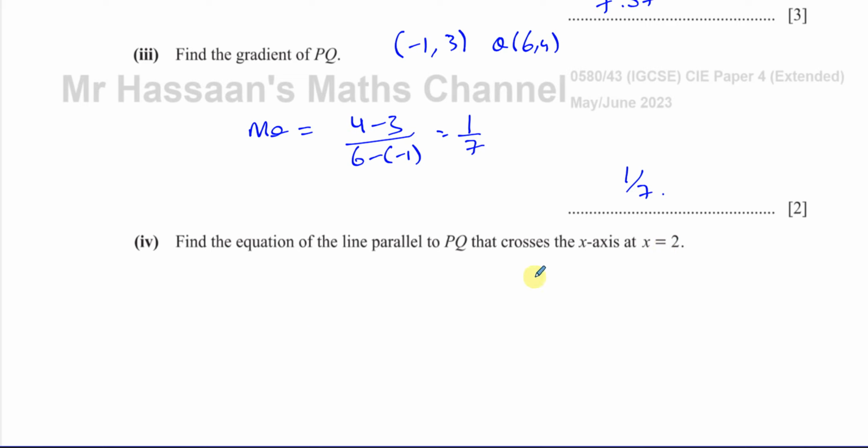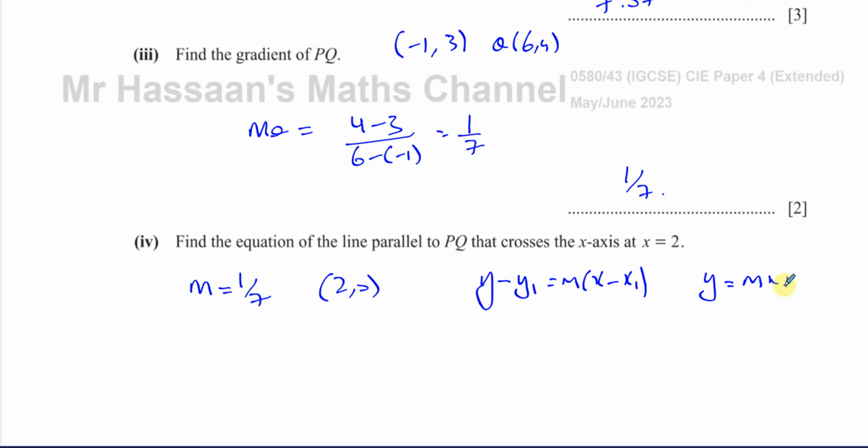So basically, an equation of a line which has a gradient of 1 over 7 and goes through the point 2, 0. So we can use our formula y minus y1 equals m times x minus x1. If you prefer to use y equals mx plus c, no problem. If you use this formula, you have y minus 0 equals 1 over 7 times x minus 2. So you have y equals 1 over 7x minus 2 over 7.